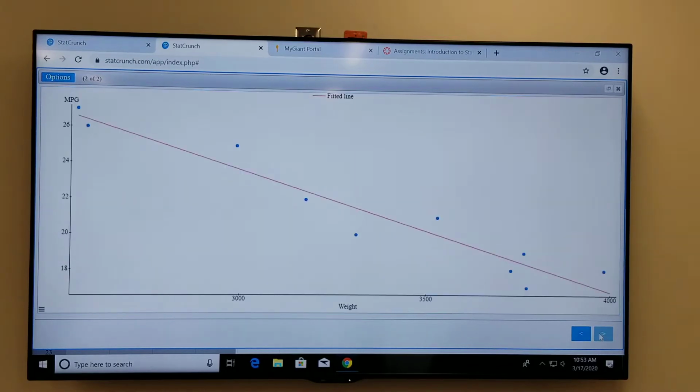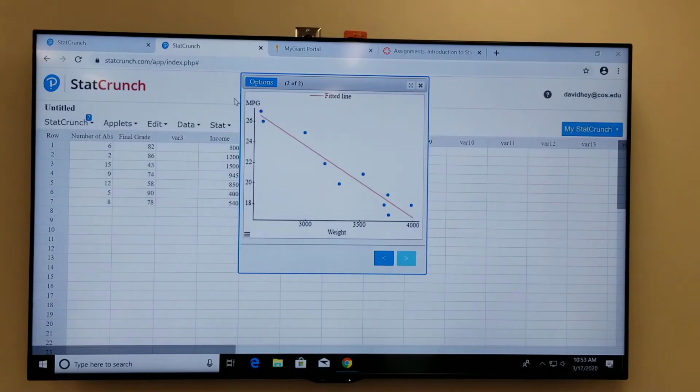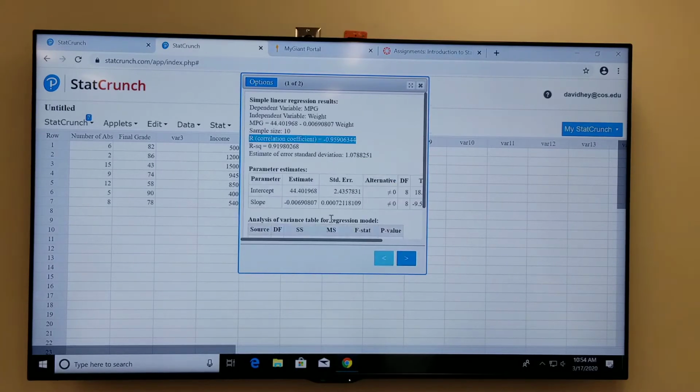There's my scatter plot. I kind of like it better in a smaller window. There's my scatter plot together with the best fit line. Okay, so I'm going to start to write these things down. So the scatter plot, right, we've already done. The correlation coefficient is negative, it's about negative 0.959. I'm going to write that down.